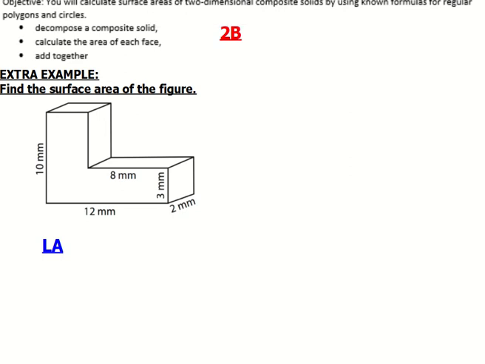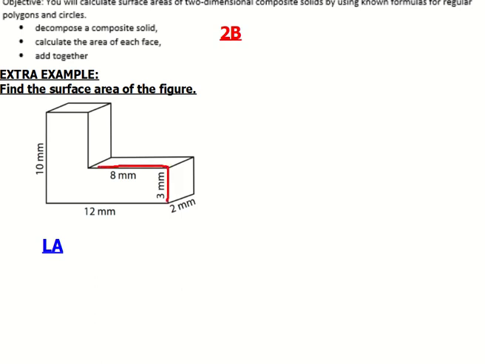Here's an extra example of finding the surface area of a composite figure. In this example, we have two rectangular prisms that were put together to form a composite solid. I'm going to start by finding the surface area of this figure by looking at the bases. We have two bases that are identical, the front and the back of this figure.